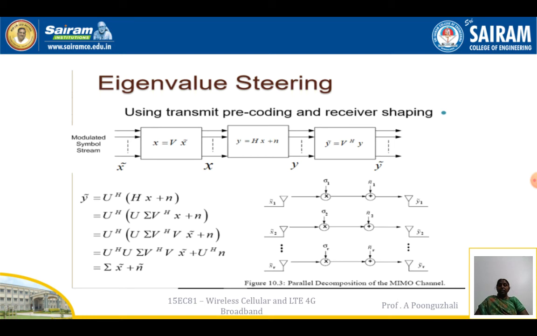So the first term, U^H, Hermitian of a unitary matrix, into U is nothing but 1. Similarly, V^H into V is nothing but 1. So this signal is going to be sigma x cap plus your noise signal n cap. So this is your transmitted signal, these are going to be the gains, and we are going to have the noise signal n1.